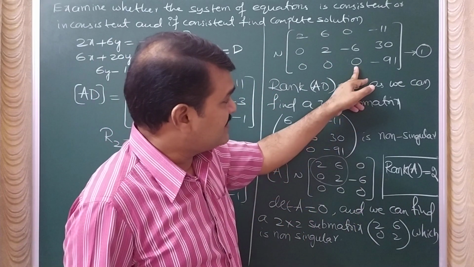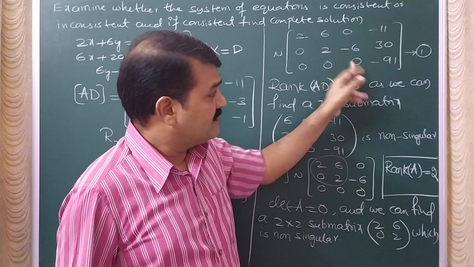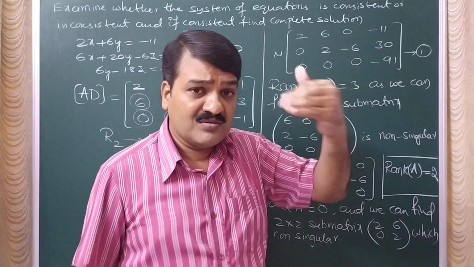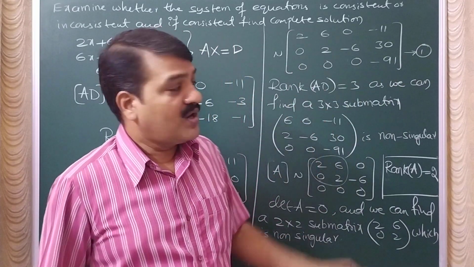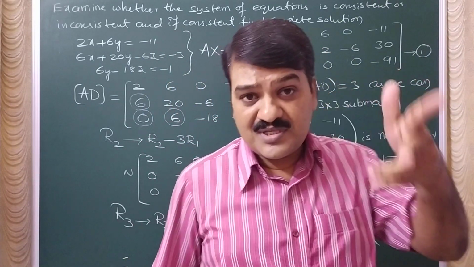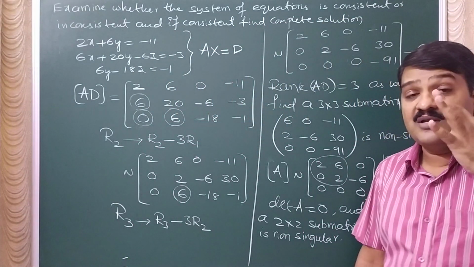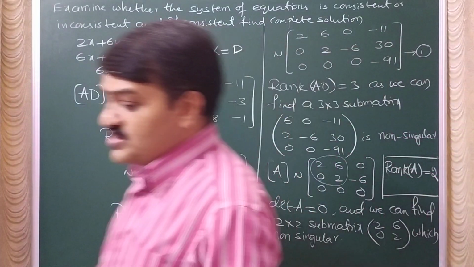This element is non-zero. After getting zeros here, this is non-zero: unique solution. This is 0, this is not 0: no solution. All zeros in any row, or 2 rows identical, or 2 rows' elements in the same ratio, you will always get infinite solutions. Okay, so what is our conclusion here?